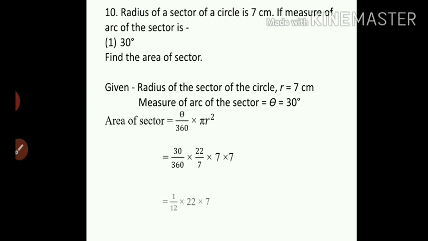Now 30 upon 360. If I cancel the 0s, I get 3 upon 36. So I can divide that by one common table, that is 3's table. 3 ones are 3 and 3 12s are 36. The 7 and 7 get cancelled. In 22 upon 7, the 7 from the denominator gets cancelled with what? We have two 7s, so we can cancel one 7 from there. So what is left now? 1 into 22 into 7 upon 12, that is, the area of sector will be equal to 12.83 square centimeter.